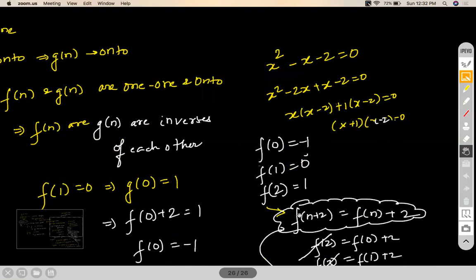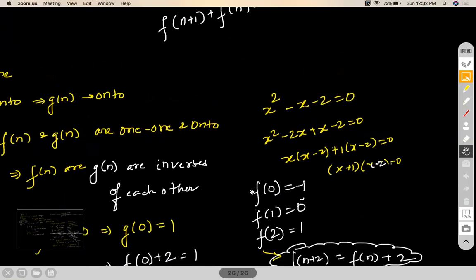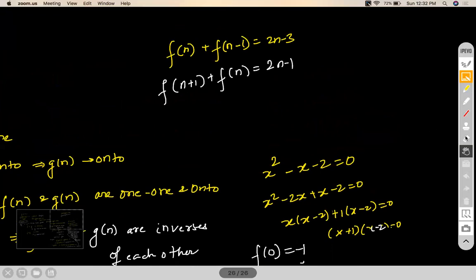How do you say it's a linear function? Oh, yeah. Sorry, sir. I got excited.